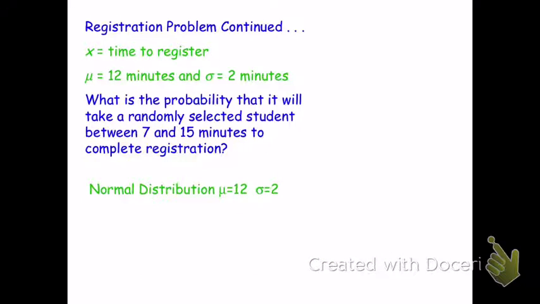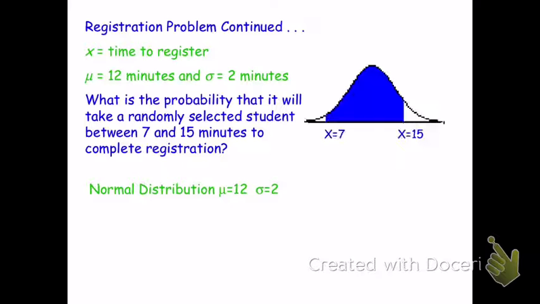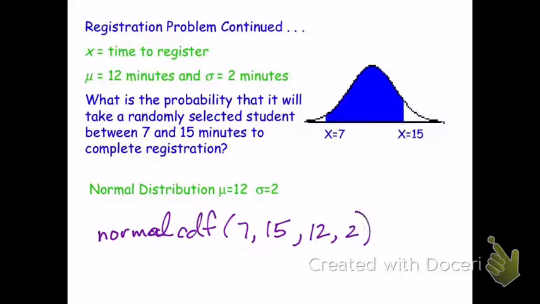What is the probability between 7 and 15? How is that different? Oh, I forgot. You don't use the lower bound. You can't find the area. The lower bound is 7, the upper bound is 15. You just do 7 and 15. Oh, it's easy. Normal CDF, 7, 15, 12, 2.